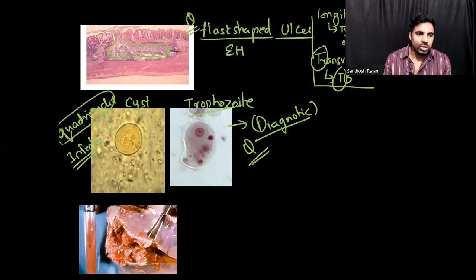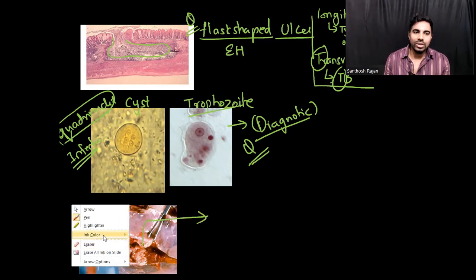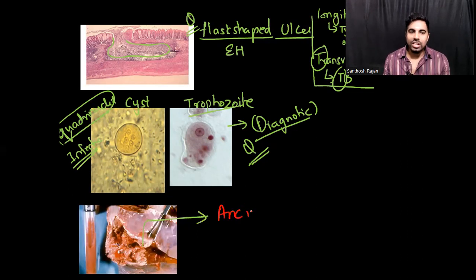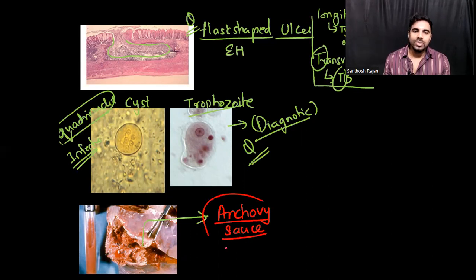Okay, now this one. Look at this sauce. This brown color, delicious sauce. It looks like a sauce. What is that called? Can you guess? It is the anchovy sauce. Exactly. Anchovy sauce. This brown color looks like chocolate. So anchovy sauce is characteristic for what? Amoebic liver abscess. Entamoeba histolytica.